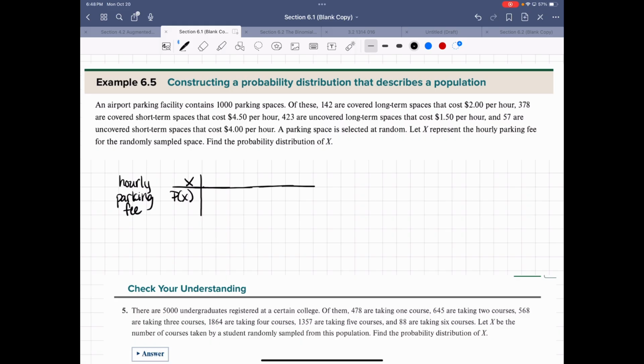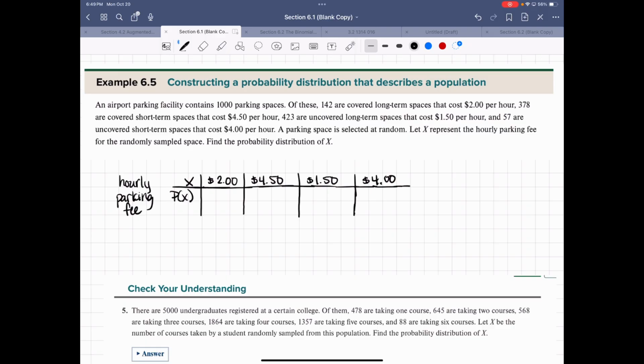So I know that there's some that are $2 per hour, right? Then I know I've got some that are $4.50 an hour. That seems like a lot, guys. There's $1.50 an hour. And then $4 an hour. Okay?